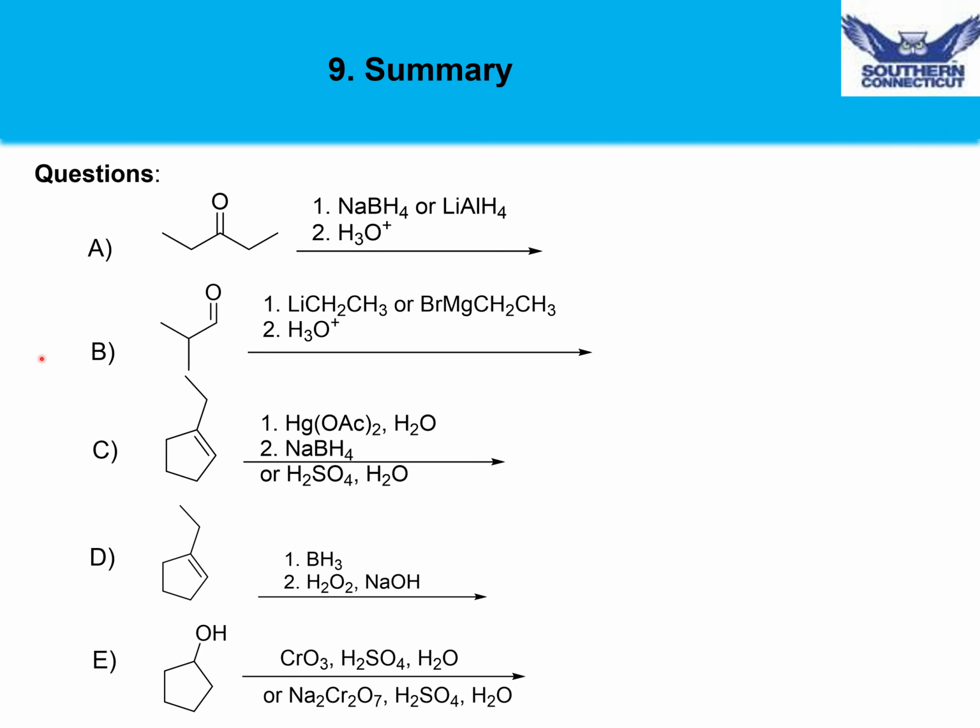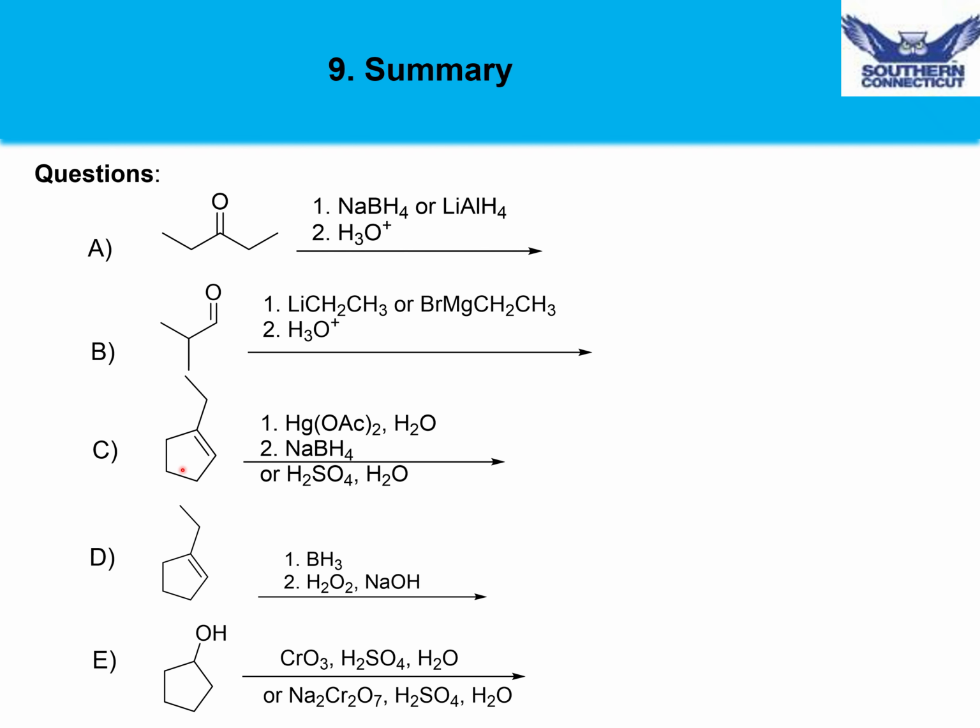Here we have a few questions that will help us review some of the reactions we learned about in this chapter. The first reaction shown is a ketone reacting with sodium borohydride or lithium aluminum hydride, followed by aqueous acid. In the next reaction, we have an aldehyde reacting with an organolithium or a Grignard reagent, followed by aqueous acid.